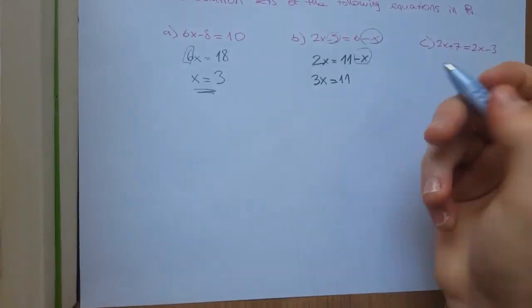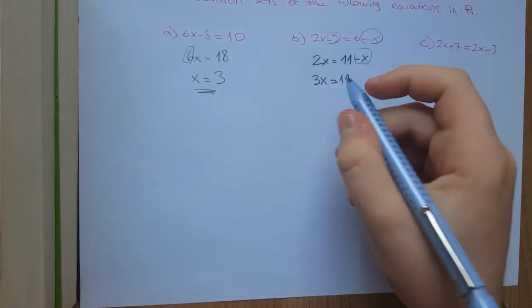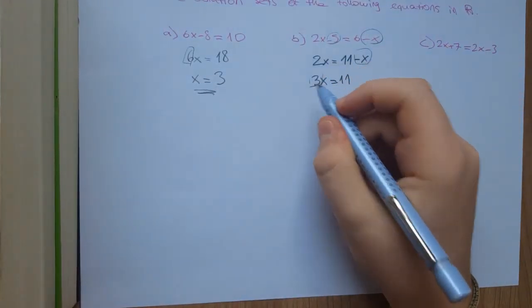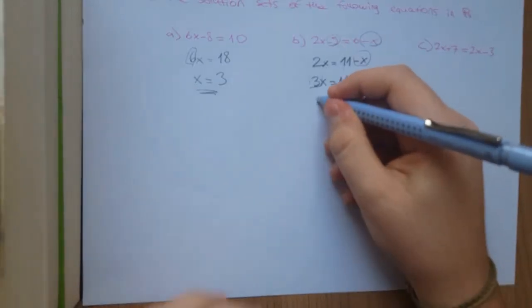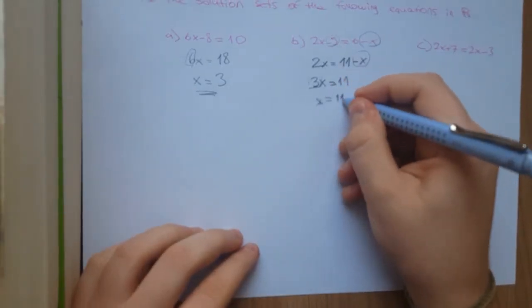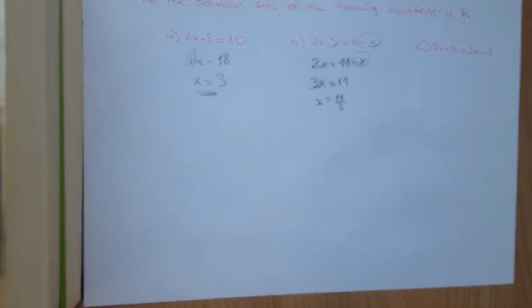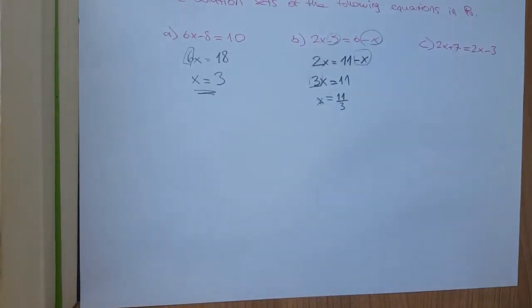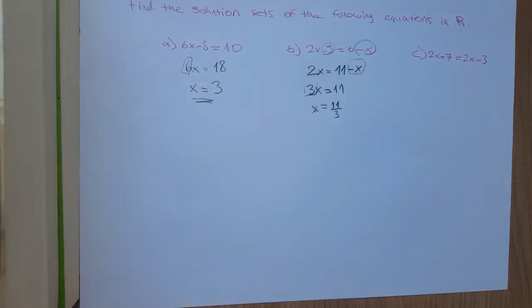Then we should leave x alone. So you have to divide both sides by 3. And if we do it, we get x equals 11 divided by 3. And that's a fraction, and the question told us to find the answers in real numbers. So fractions include real numbers. The question is a bit tricky because it has an answer that we're not familiar with.